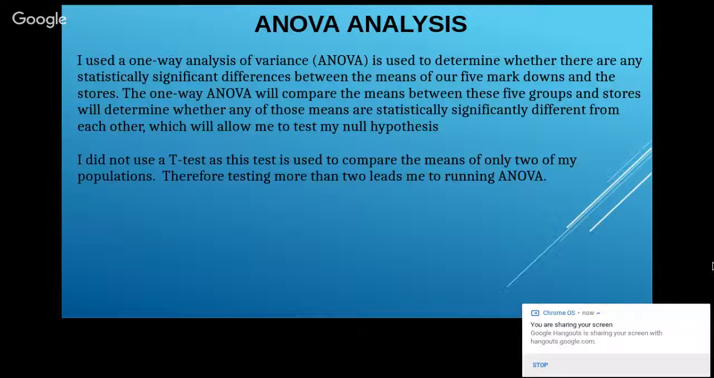I did not use a t-test for this, because a t-test compares the means of only 2 populations. Therefore, testing more than 2 leads me to running an ANOVA.